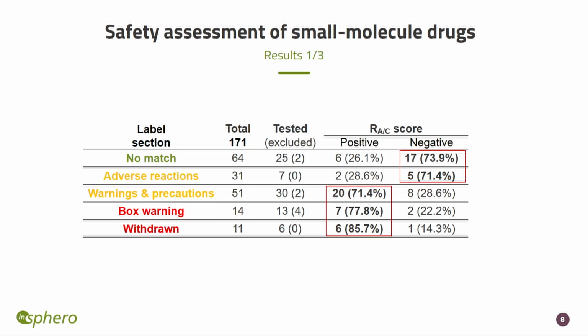We start off with the label section, and we can see that with the increased severity of the labeling, we have an increased rate of positivity. In warning and precaution, 71% of the compounds tested positive based on our RAC score. In the box warning label, 77% of the compounds were considered positive, and within the withdrawn label, 85% of the compounds were considered positive.